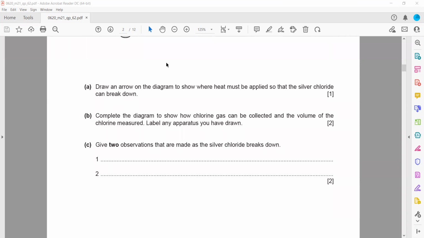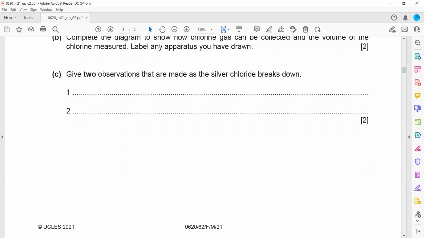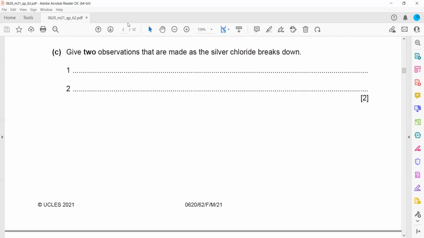Then give two observations that are made when silver chloride breaks down. Molten silver chloride contains a silver ion and a chloride ion. The silver ion is a positive ion, so it is attracted towards the cathode, the negative terminal. And the chloride ion is a negative ion, so it is attracted towards the anode.